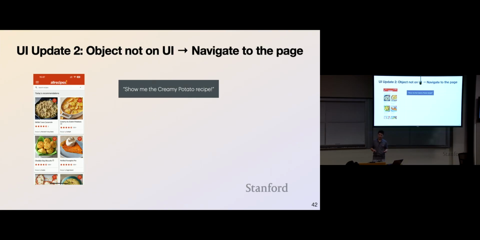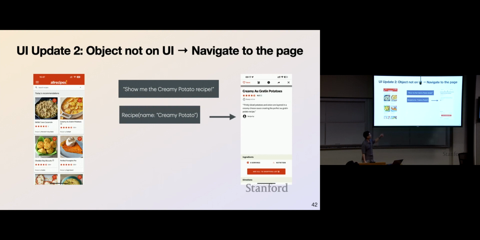If the object's not on the UI, this is the case where, like in a recipe app, if you say, oh, show me creamy potato recipe, then I know the object I want is a recipe called creamy potato, but it's not currently on screen. So what I will do is, because I know the mapping back as well, I know the mapping from pixel to state objects. I also have another mapping from state objects to a specific UI interface that can render this state object. So I would show that user interface that can render this object so that I get the response back to the user, so they know what has happened.